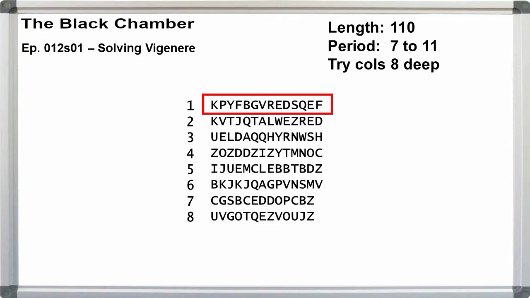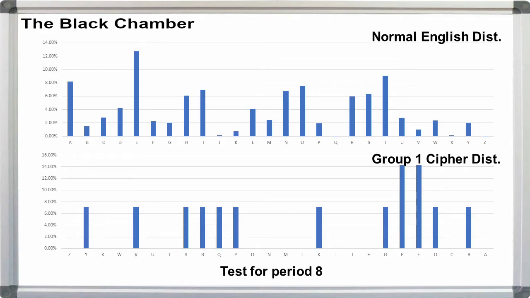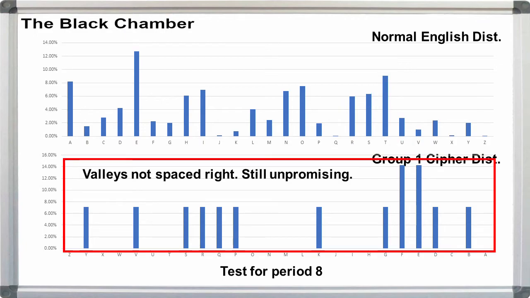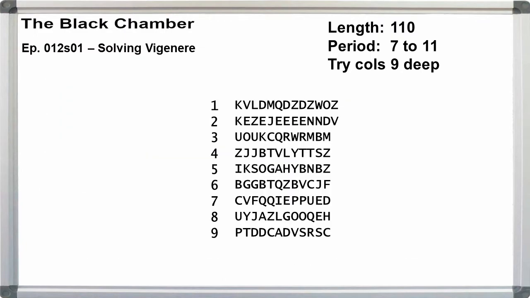Try again with period 8. Oddly flat with two spikes close together. They could be R and S, or S and T, but the valleys aren't really spaced right. Let's keep going. Try again with period 9.